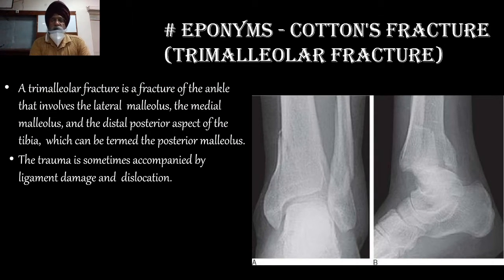And one type is Cotton fracture, that is, trimalleolar fracture of the distal part of the leg. A trimalleolar fracture is a fracture of the ankle that involves the lateral malleolus, the medial malleolus, and the distal posterior aspect of the tibia, which can be termed the posterior malleolus. The trauma is sometimes accompanied by ligament damage and dislocation.